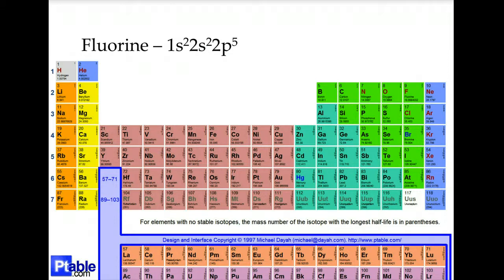Fluorine is 1s2, 2s2, 2p5. And finally, neon, which is the end of the second row, 1s2, 2s2, 2p6. Okay, we're going to pause here for questions.